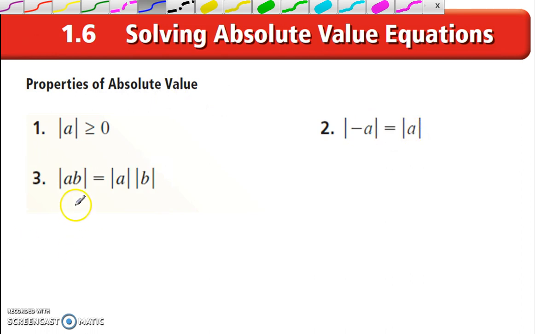Next, the absolute value of a product is the same as the product of each one of the absolute values of the terms. So 5 times negative 4, absolute value of that is 20. Absolute value of 5 is 5 times absolute value of negative 4, which is positive 4, comes out to be 20. And then the same goes for division. Just remember, in division you cannot divide by 0. So that works unless b is 0, of course, because you cannot divide by 0.